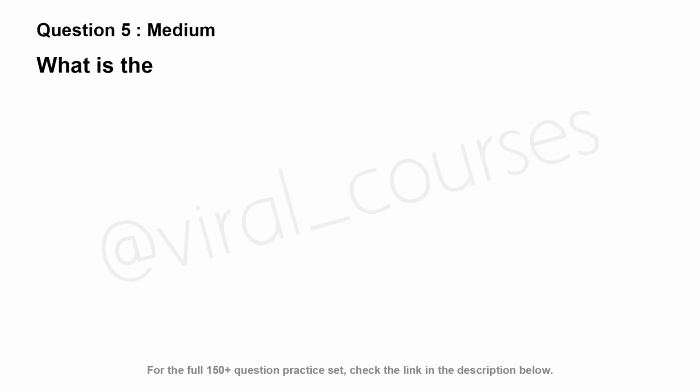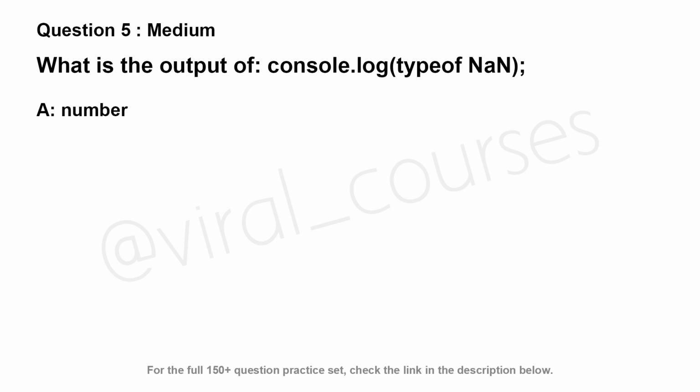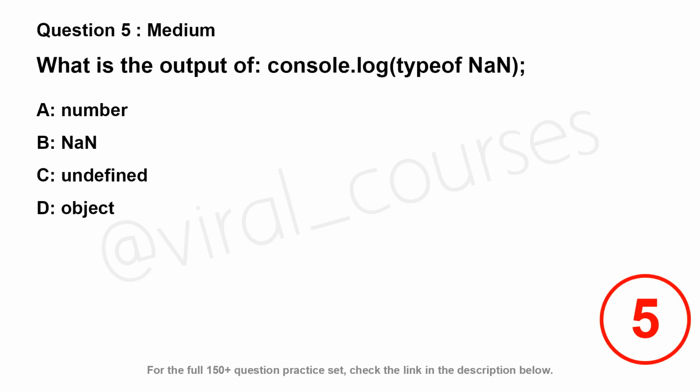What is the output of console.log(typeof NaN)? Option A, number. Option B, NaN. Option C, undefined. Option D, object.